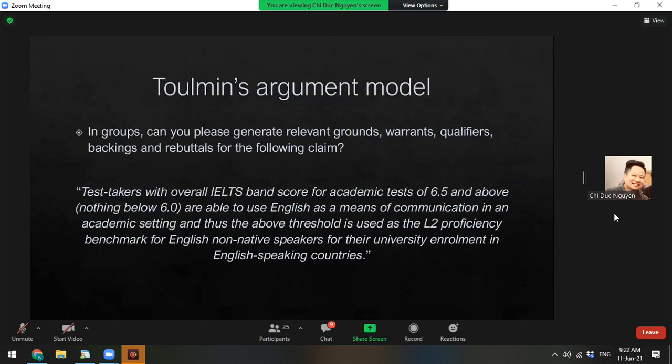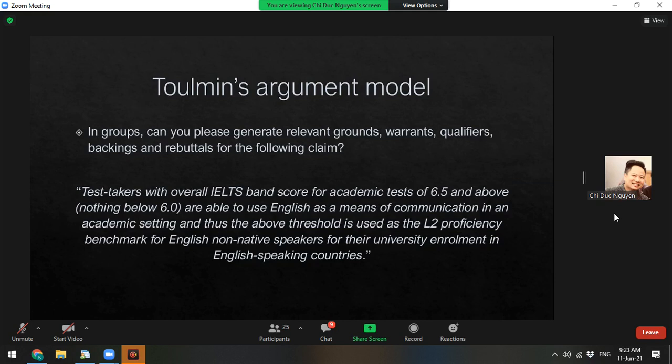This kind of claim is widely used in almost every single cases, especially for academic tests. And for any test taker with overall IELTS band score of 6.5 and above, and he or she has nothing below 6, is able to use English as a means of communication in academic context. And that is the reason why the above score is normally used as the second language proficiency benchmark for any English non-native speaker to enroll in a college or some kind of university in English-speaking countries. And here is going to be the claim.